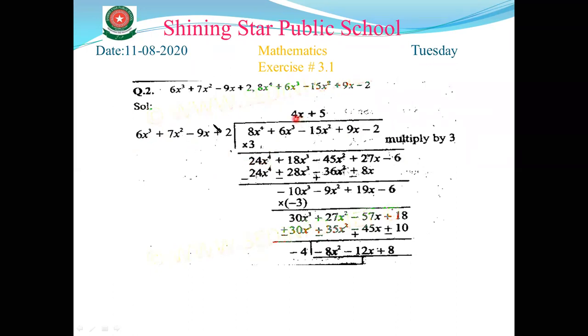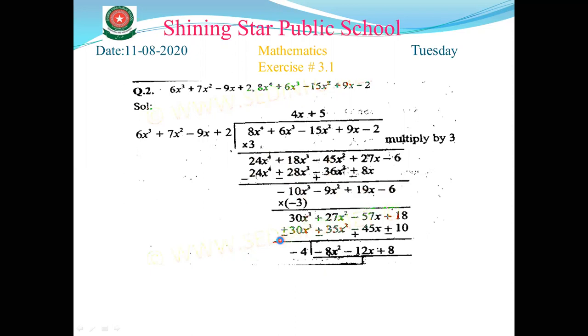When we multiply 4 multiply 6, it becomes 24, and x multiply x cube, x power 4. 4 7s are 28, x cube. 4 9s are 36, x square. 4 2s are 8x. Change the signs. 24 and 24 cancel. 18 minus 28 is minus 10. Minus 45 plus 36 is minus 9. And here is minus 19. And here is minus 4.